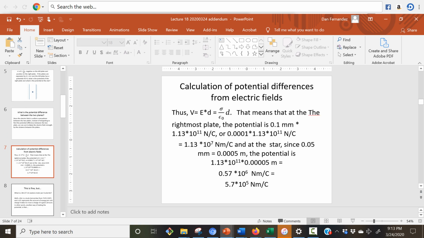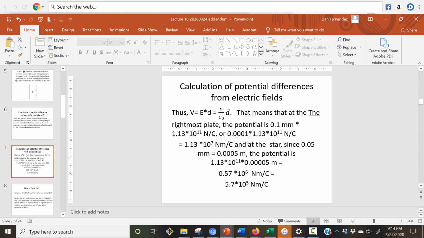That's what I do on the next slide. I actually just do that calculation. Just take the E and multiply it times the D. Since E is the charge density divided by the permittivity of free space, as we talked about earlier, that's the electric field between two planes of charge. Multiply that times the distance you are from the plane of charge that you're considering to be zero potential, and the result will be your potential at the point of interest, or at the distance of interest from the plane.